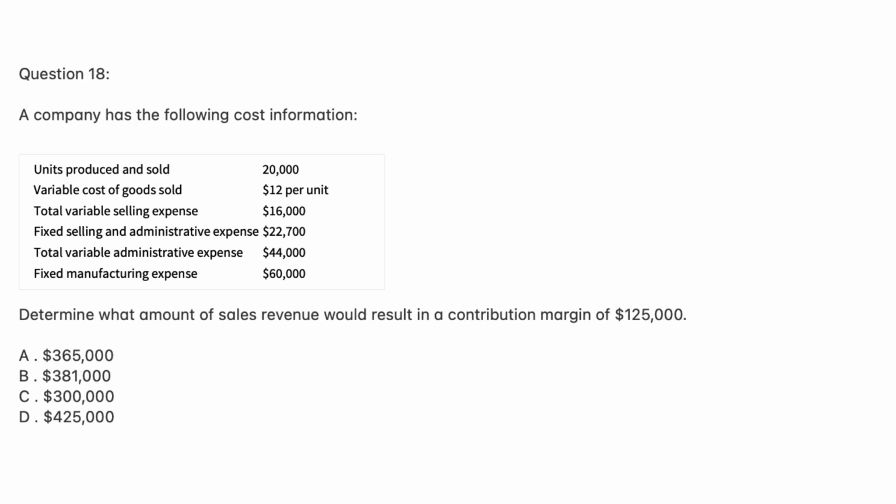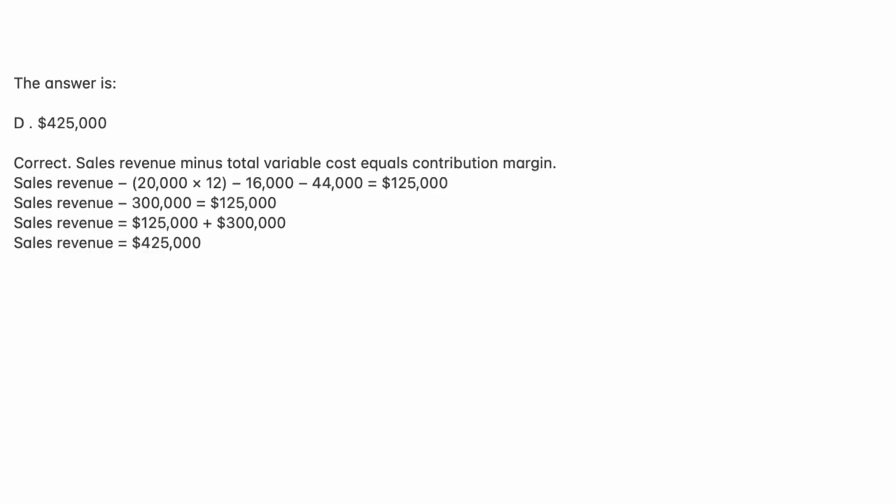Question 18. A company has the following cost information. Determine what amount of sales revenue would result in a contribution margin of $125,000. A. $365,000. B. $381,000. C. $300,000. D. $425,000. The answer is D.